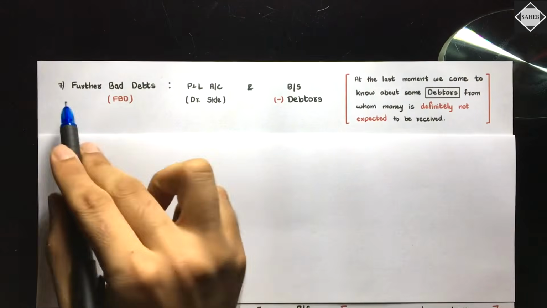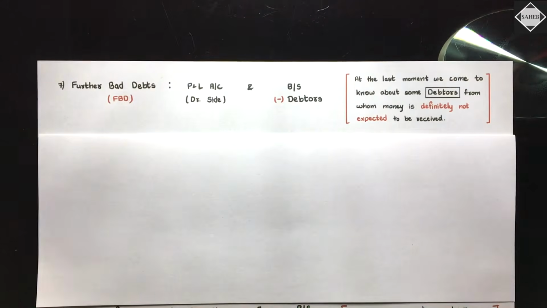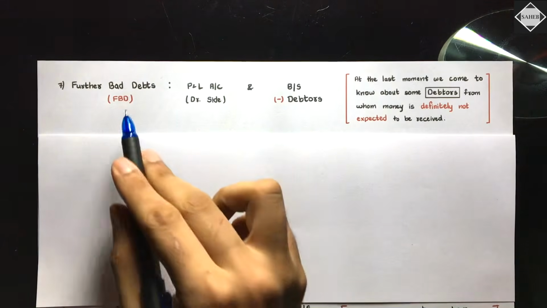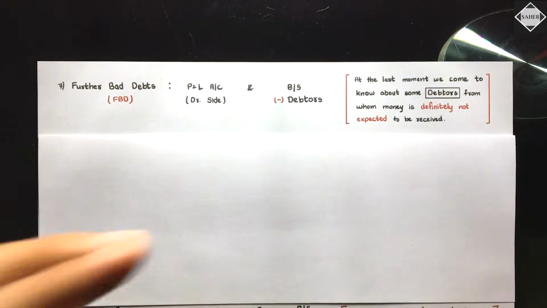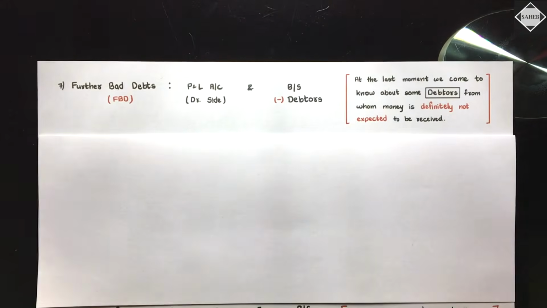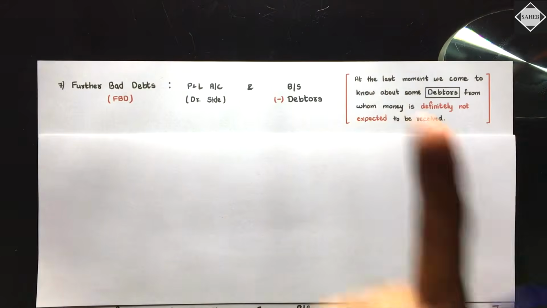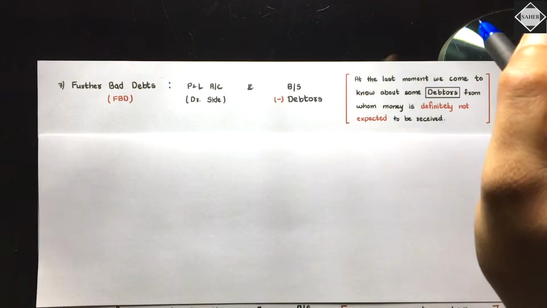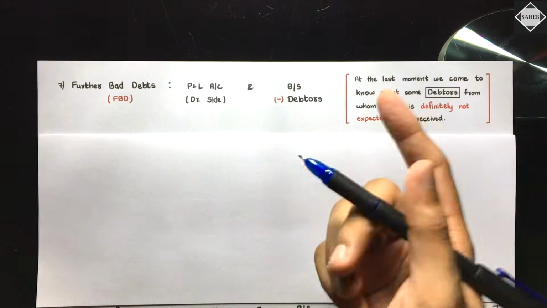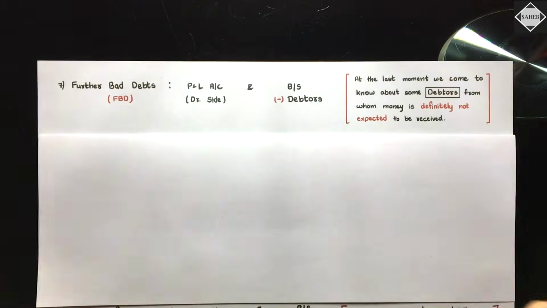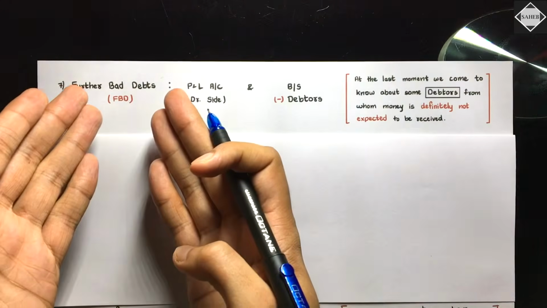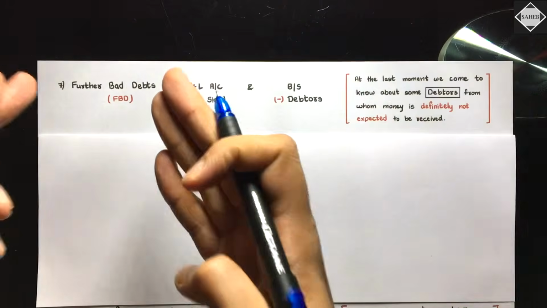Now see, here we have further bad debts, our 7th adjustment. What is this? FBD also we call it. So further bad debt means the bad debts that have happened at the last moment and no accounting of that has been done, right? So right now as a senior accountant we have to do the accounting of it. For example, let's just say before preparing the financial statements, we get to know one of our debtors has gone bankrupt. So that means we are definitely sure that we are not going to get any money from him. Our money is lost, irrecoverable. Yeah, it is a bad debt. But since no accounting has happened, it is called further bad debt.